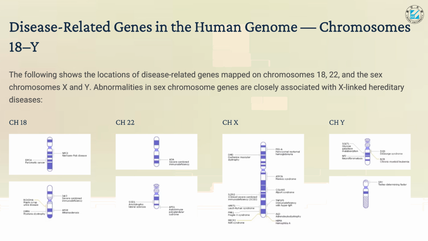This slide shows disease-related genes on chromosomes 18, 22, X, and Y. The sex chromosomes are especially important in inheritance. Females usually have 2 X chromosomes, while males usually have 1 X and 1 Y chromosome. Because males have only 1 X chromosome, mutations in X-linked genes are more likely to cause disease in males. This is why many X-linked recessive disorders, such as G6PD deficiency and hemophilia, occur more frequently in males.